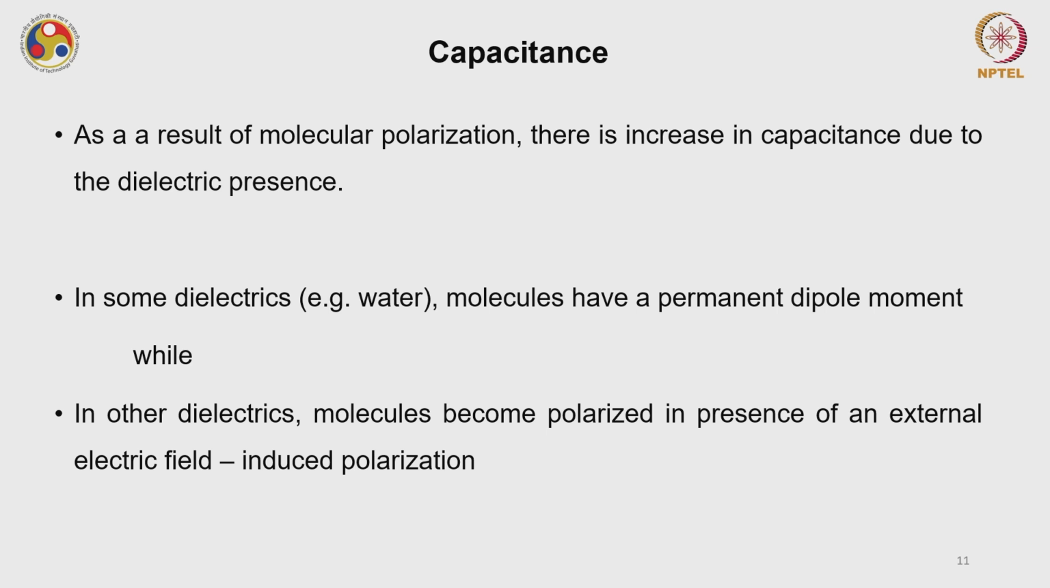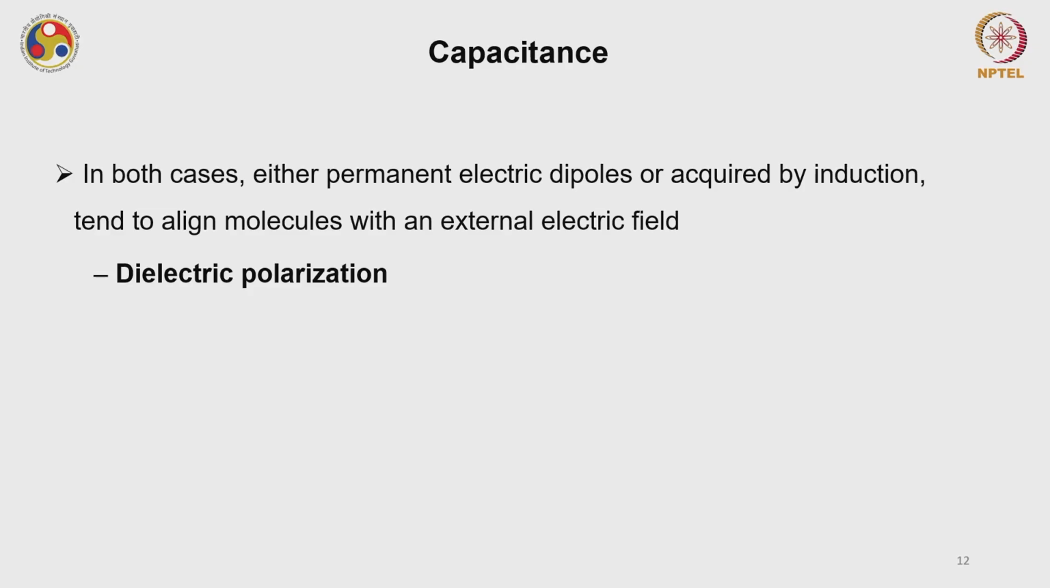In some dielectric materials, like some liquids such as water, molecules have a permanent dipole moment, while there are some materials which don't have a permanent dipole moment. But there the molecules usually get polarized by some external electric field, and it is known as induced polarization. In both cases, whether permanent electric dipole or acquired by induction, they tend to align molecules with an external electric field, which is known as dielectric polarization.